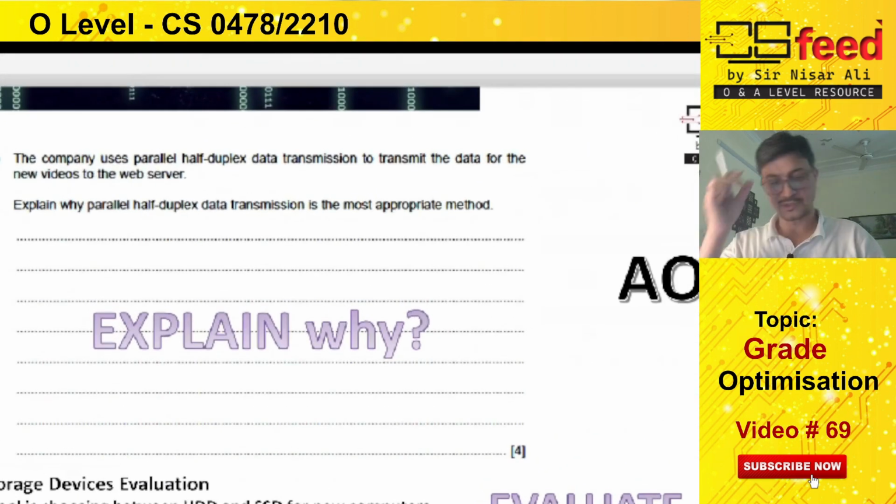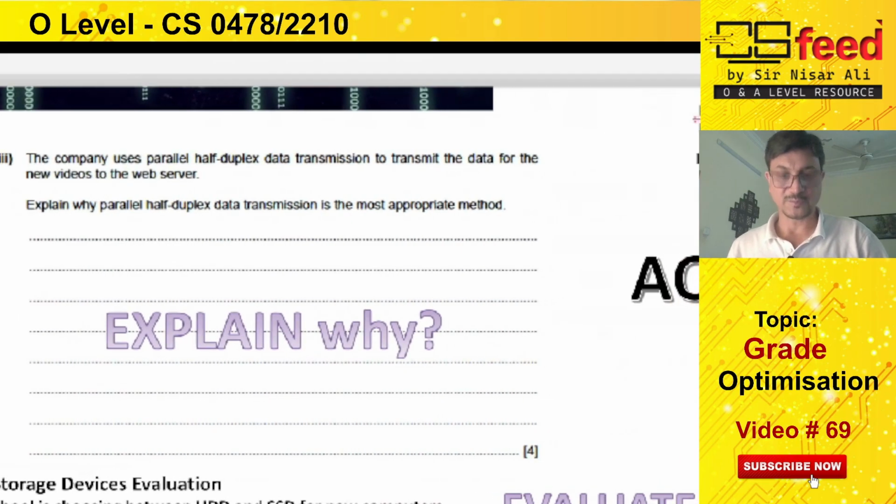Now, this is the question, one question from the past paper. The company uses parallel half duplex data transmission to transmit the data for the new videos to the web server. Explain why parallel half duplex data transmission is the most efficient and appropriate method.